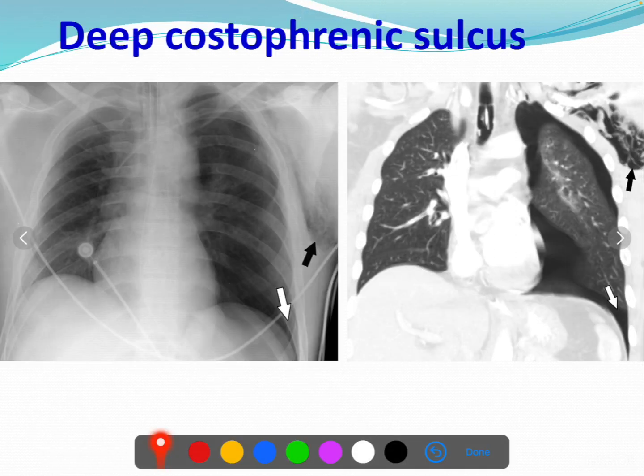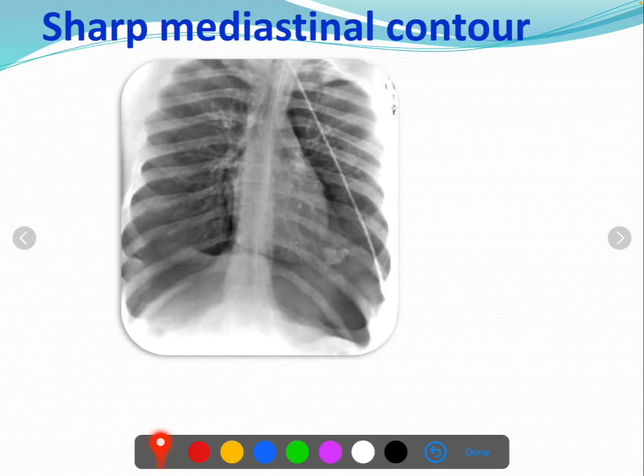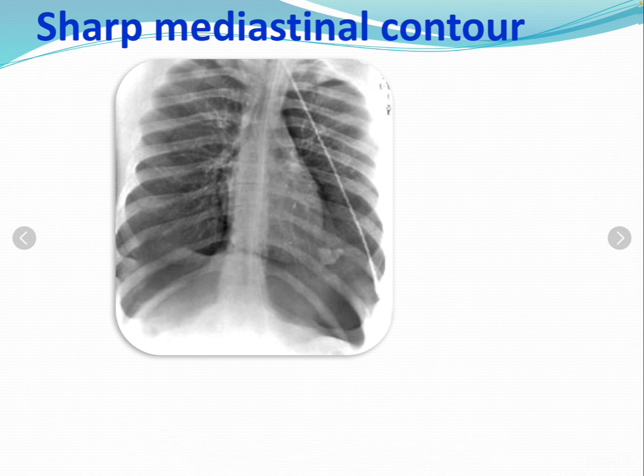Let's start. There will be a deep costophrenic sulcus in supine position. Very, very important. This is the deep costophrenic sulcus, and this is because of pneumothorax in the supine X-ray. And there will be a sharp mediastinal contour. Again, we can see this is the sharp mediastinal contour. It is because of this pneumothorax only.